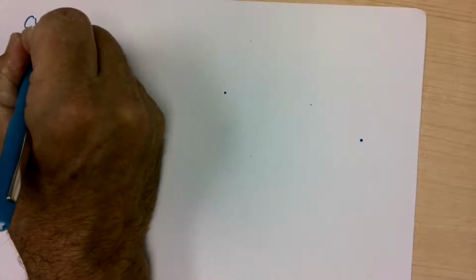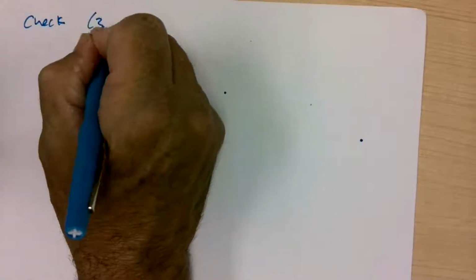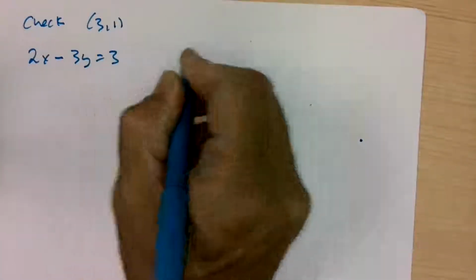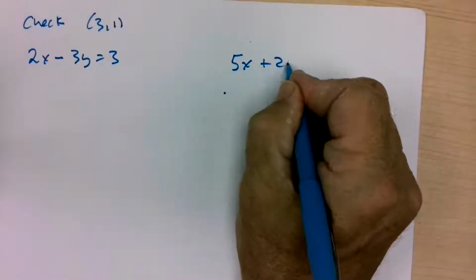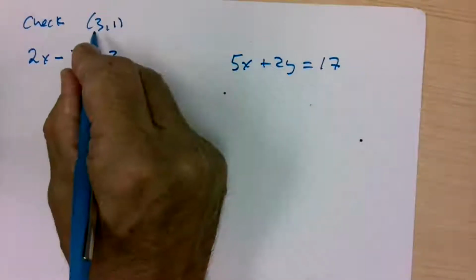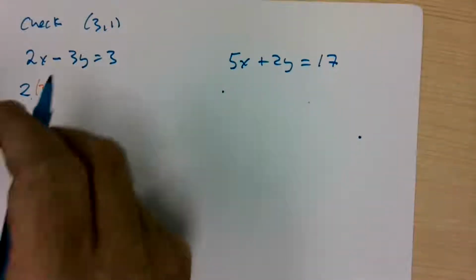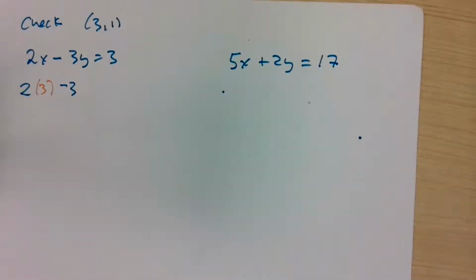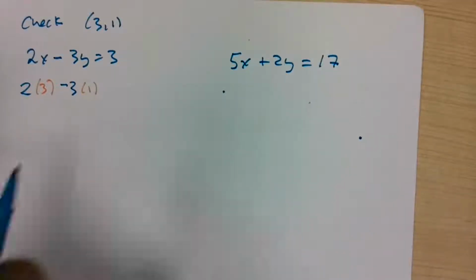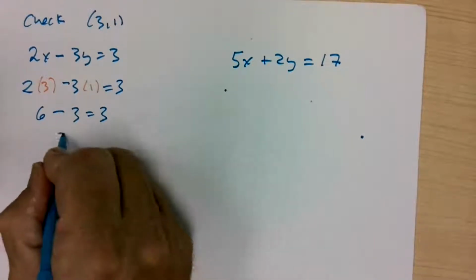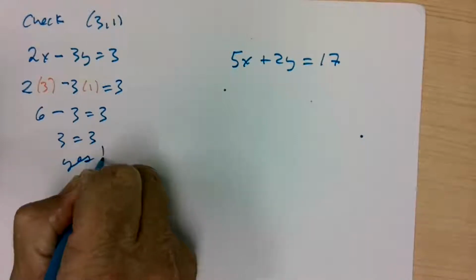We're going to plug (3, 1) in to see if both statements are true. Using (3, 1) as our solution, we're going to check 2x minus 3y is 3, and we'll check 5x plus 2y is 17. Plugging 3 in for x, 2 times 3, minus plugging 1 in for y, minus 3 times 1. Does that equal 3? 2 times 3 is 6, minus 3 times 1 is 3. Does 6 minus 3 equal 3? 3 equals 3, that's yes, that's good.